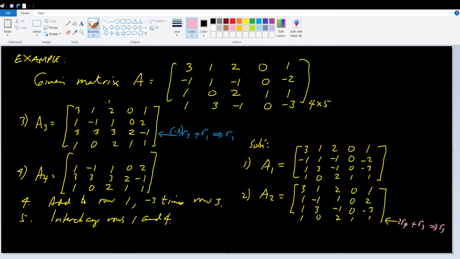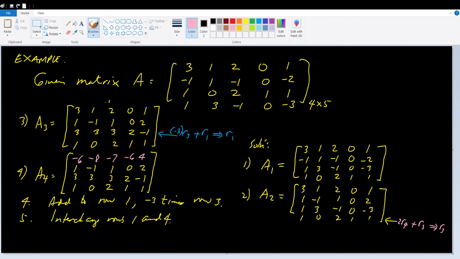So 3 times negative 3 is negative 9, plus 3 is negative 6. Next, 3 times negative 3 is negative 9, plus 1 is negative 8. 3 times negative 3 is negative 9, and 2 is negative 7. 2 times negative 3 is negative 6, plus 0 is negative 6. Negative 1 times negative 3 is positive 3, and 1 is 4. So that is our A sub 4.